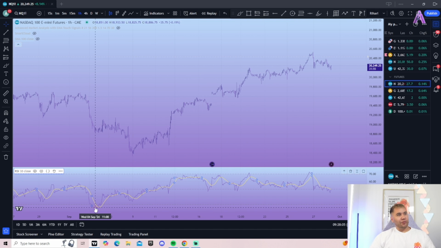Market structure. So it's down here. We want to find a change of character. So price continues to push down. Somewhere in here we get a change of character. Price is starting to push up. Pulls back. Overall, price is starting to push up.